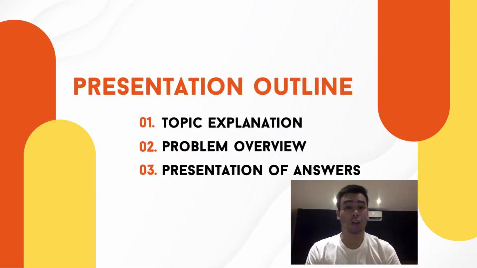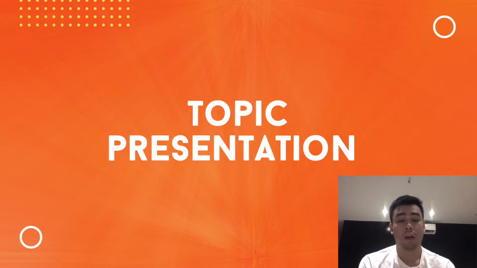Our presentation outline consists of first, our topic explanation, second, our problem overview, and lastly, our presentation of our answers. Now, I will be explaining our topic presentation, which will consist of the background, the suggested model, and the pros and cons of the suggested model.